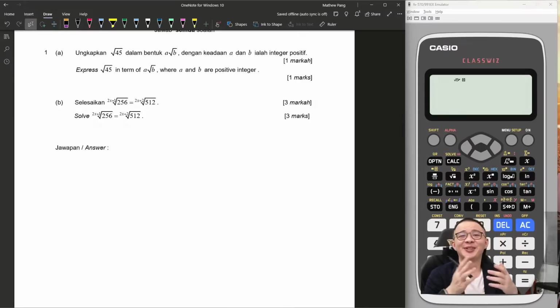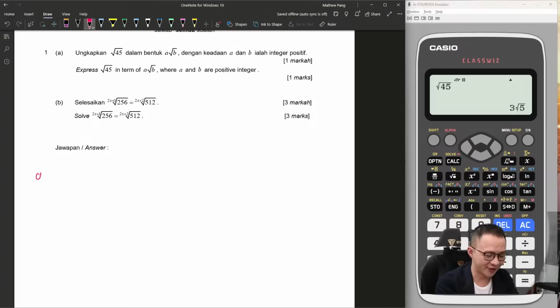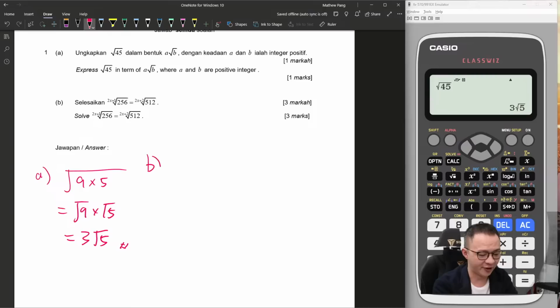Okay, we come to question 1A. It is very easy, and I can definitely use a calculator. It tells you root 45 is 3 root 5, isn't it? But I definitely want to teach you how to get 3 root 5. Basically we try to find a perfect square number inside 45, which is 9. 9 is a perfect square, and 9 multiplied by 5 gives 45. So this is square root 9 multiplied by square root 5. Square root 9 is 3, and we keep square root 5. Done. 1 mark, very easy.